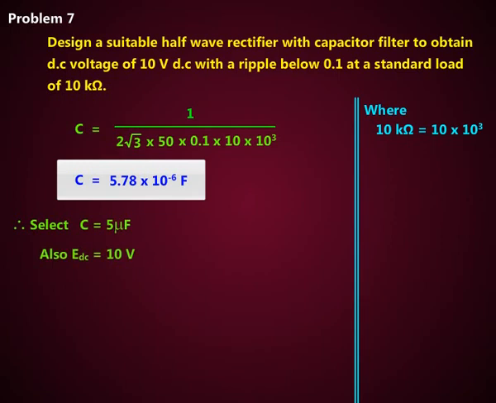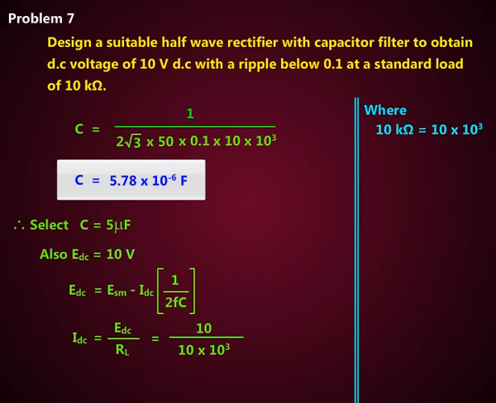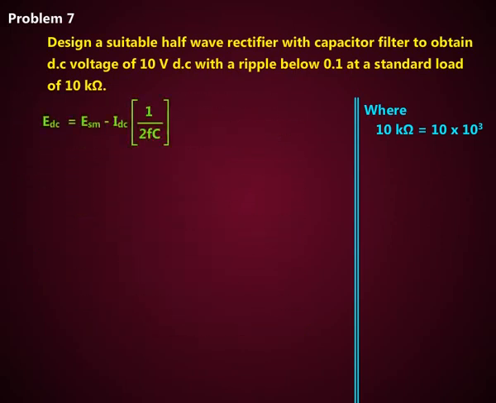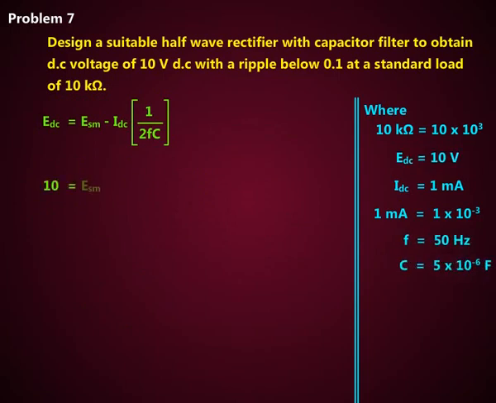Also, EDC is equal to 10 volts. We know that EDC is equal to ESM minus IDC into 1 by 2FC, where IDC is equal to EDC by RL, which is equal to 10 by 10 into 10 power 3, which is equal to 1 milliamps. By substituting all the values in the equation, EDC is equal to ESM minus IDC into 1 by 2FC, we can get the value of ESM.